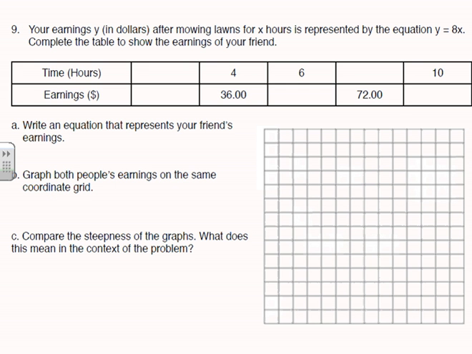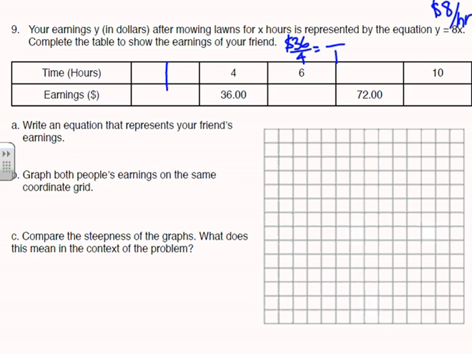All right, number 9. I think your sheet says number 10, but this is actually number 9. Your earnings are represented by the equation y equals 8x. So you make $8 per hour. Your friend is represented by the table. So if you can earn $36 in 4 hours, you need to figure out how much you could earn in 1 hour.